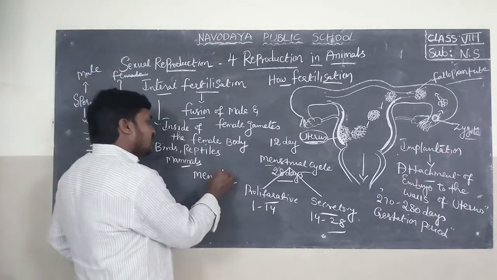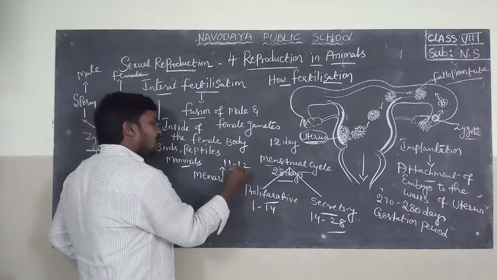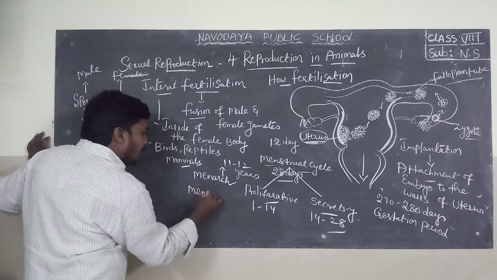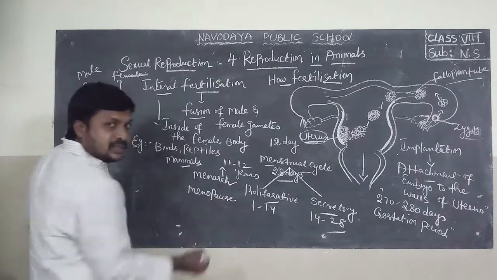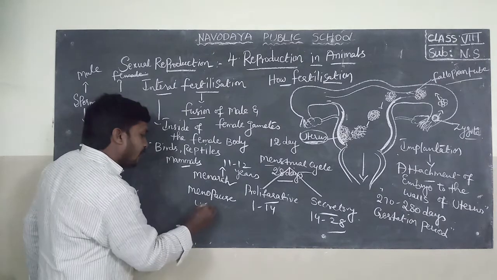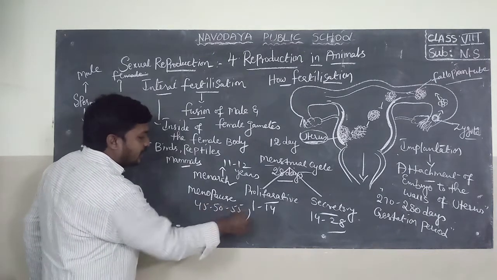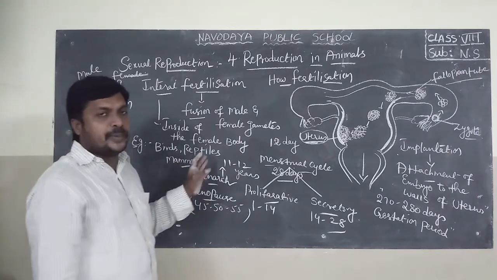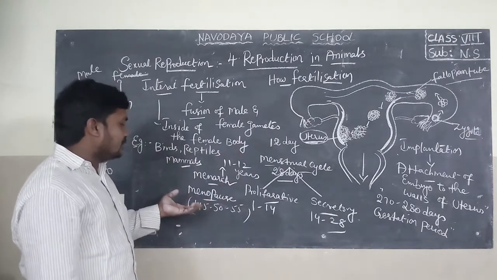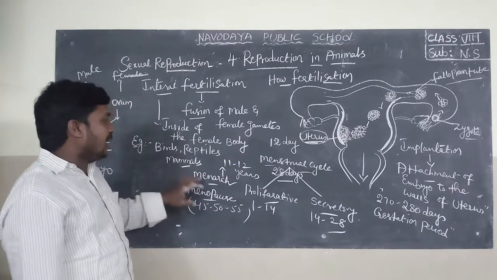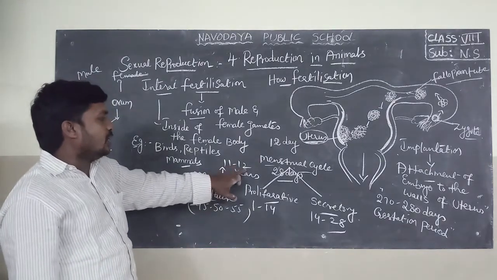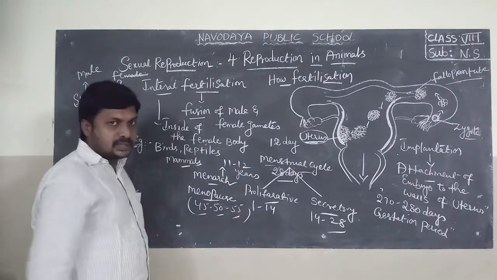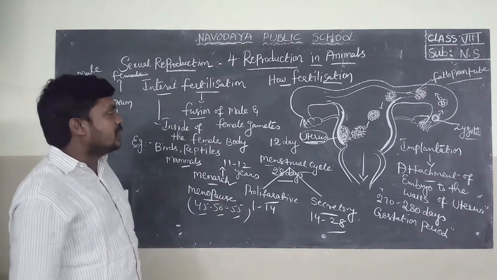Menarche takes place within 11 to 12 years in a female human being. And the ending stage of the menstrual cycle is called menopause. This takes place at 45 to 50 or 55 years. So menarche means the starting stage of the menstrual cycle, and menopause means the ending stage. Menarche takes place at 11 or 12 years, and menopause takes place at 45, 50 or 55 years in a female human being. This is called the menstrual cycle.